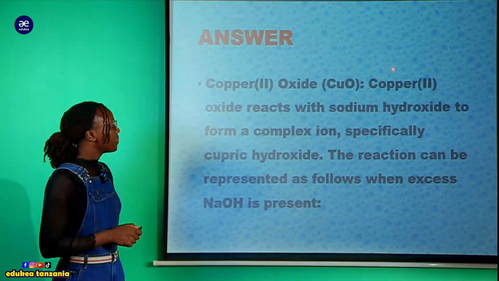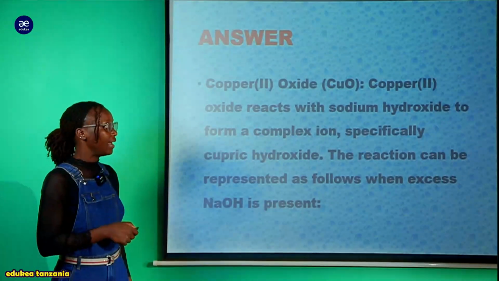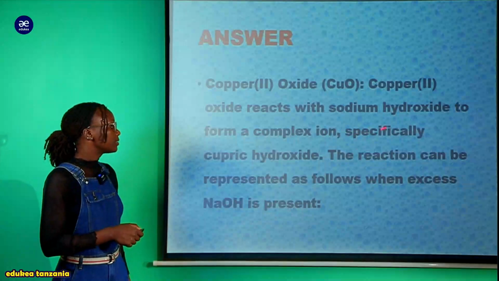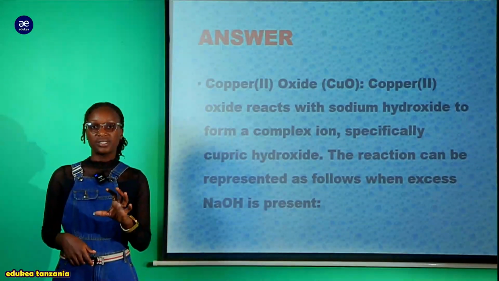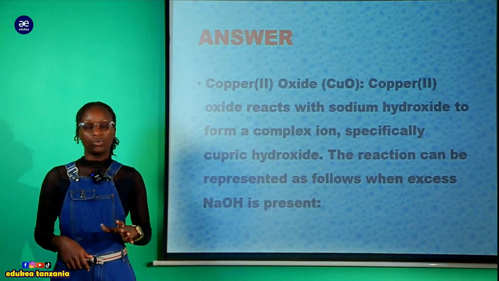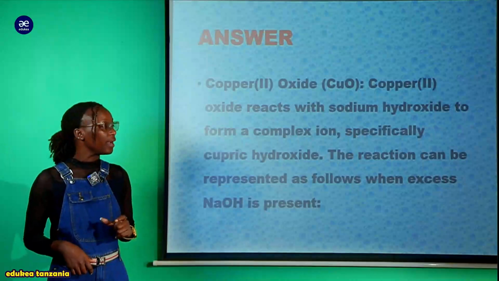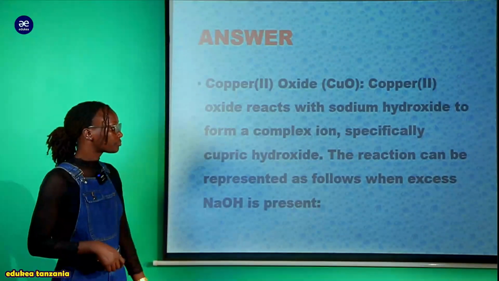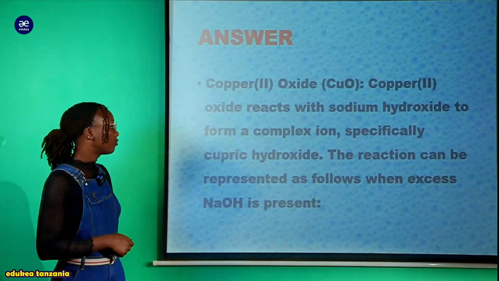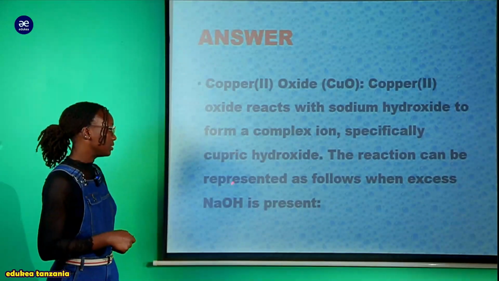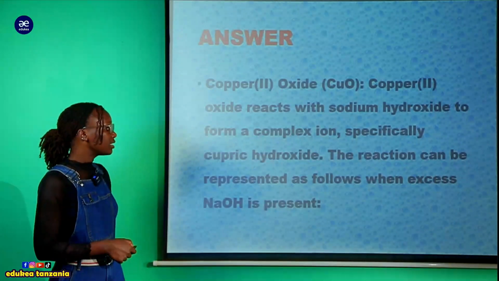So you can see that the copper 2 oxide reacts with the sodium hydroxide to form a complex ion, specifically cupric hydroxide. Hizo complex compound utakuja kuzisoma kadri unavyoendelea na level nyingine, utazisoma vizuri kabisa complex reactions. Kwa hiyo the copper oxide yakireact na sodium hydroxide tunaenda kuform complex ion ambayo specifically inaitwa cupric hydroxide. The reaction can be represented as follow.